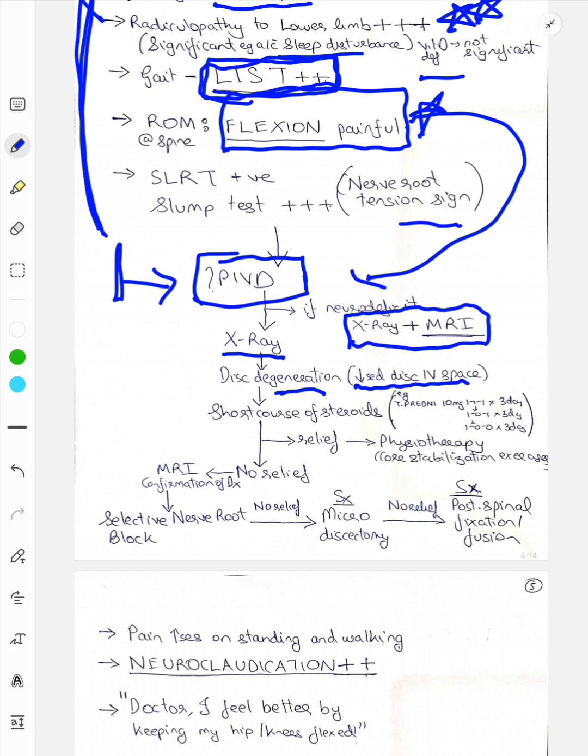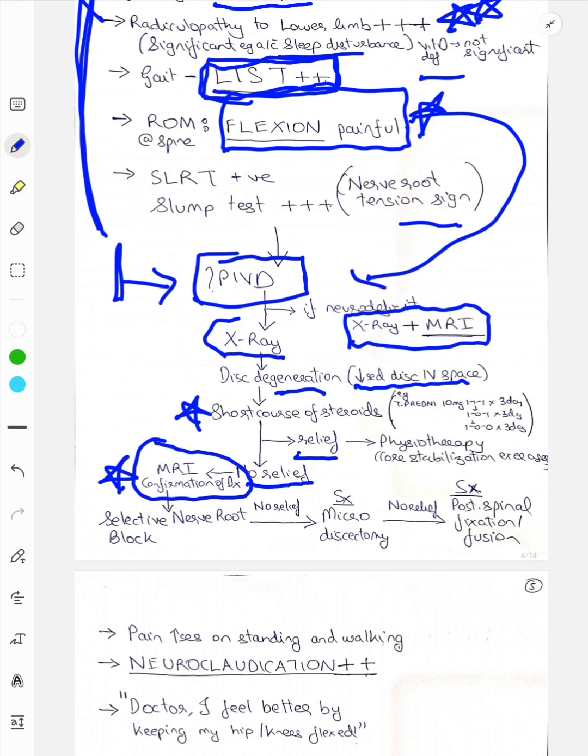The treatment depends on surgeon to surgeon, but you can go for a short course of steroid. If there is no neurodeficit and you have confirmed the diagnosis on X-ray, there is some disc degeneration, you can go for a trial of a short course of steroid. You can give prednisolone TDS, BD, and then OD, a 9 days course. After 9 days, you call the patient for follow-up. If there is some relief, you can send the patient for physiotherapy, core stabilization exercises, right? But if there is no pain relief, or very little pain relief, then you should go for an MRI for confirmation of diagnosis.